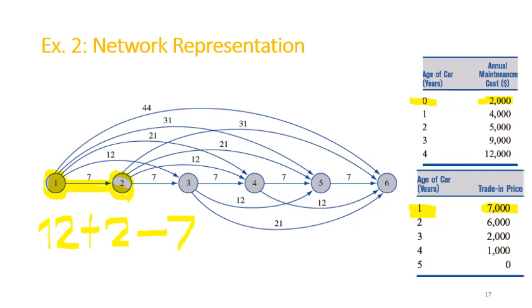Right? Why is this the case? Because this is the cost, this is the cost, but then this is something that you get from selling your car. So the sign here, the cost is plus, plus, but this is something you get, so the sign is minus. Okay. Why is this the case? Because the problem asks you to minimize the cost. Okay, so 12 plus 2 minus 7 becomes 7. So that's the number that you see here.